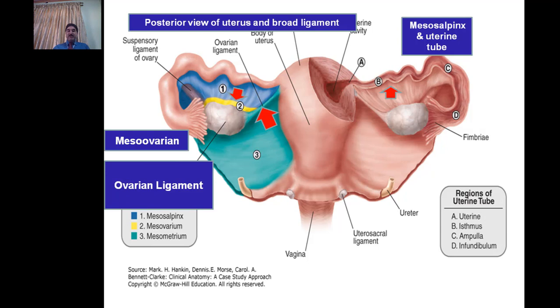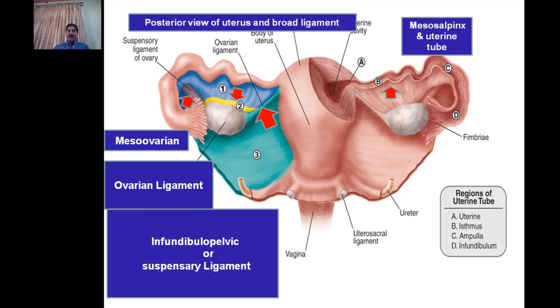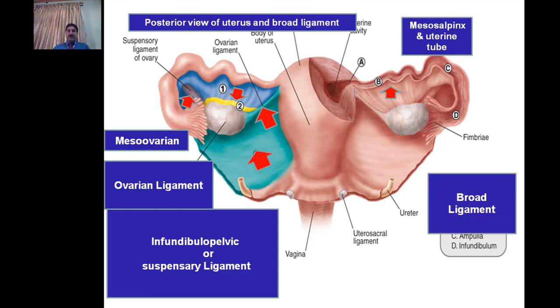Infundibulopelvic ligament or suspensory ligament of the ovary attaches ovary with the lateral pelvic wall. This ligament carries blood vessels of ovary. Broad ligament, mesometrium. Mesometrium is basically the part of the broad ligament attached to the lateral pelvic wall.